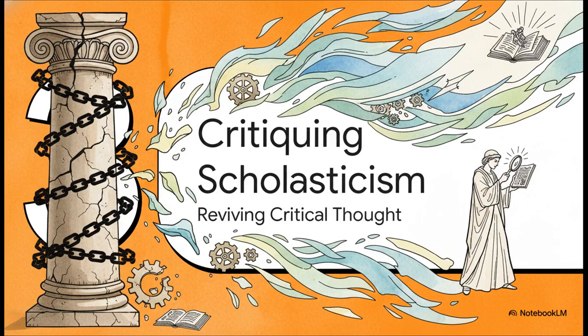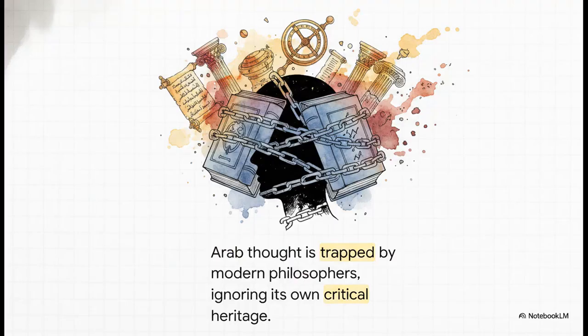Moving right along to Section 3, critiquing scholasticism and new awareness. So if this stewardship model is the ideal, you might be wondering, how did modern thought get so trapped in that master-slave dynamic? Well, the author's premise is that modern Arab thought has basically become stuck in what he calls a second scholasticism. By overly relying on external modern philosophers like Hegel and Marx, the text argues that society has completely ignored its own rich, indigenous critical heritage.